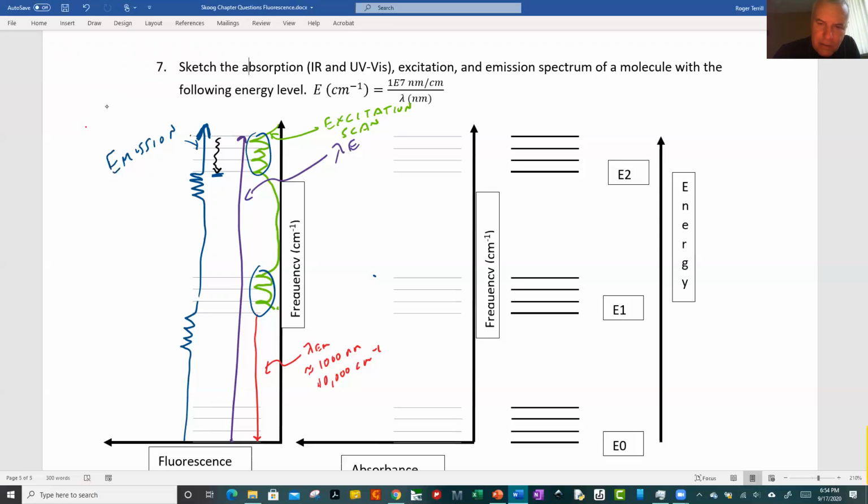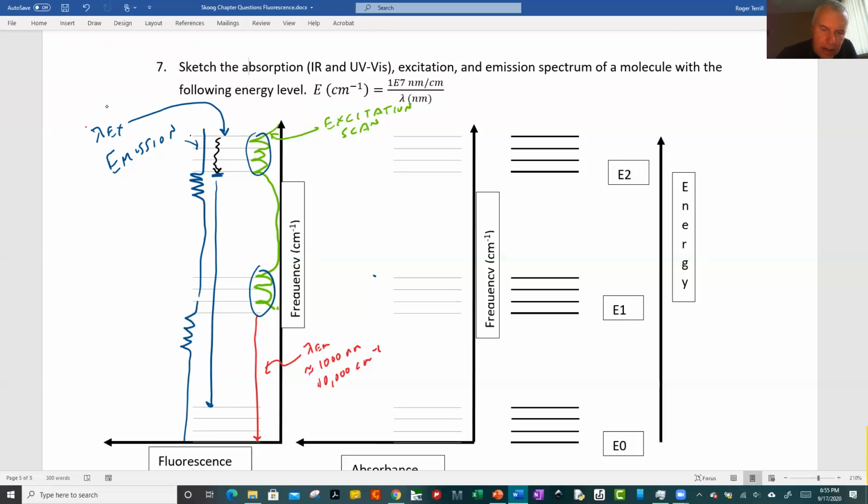Here, let me actually erase this lambda EX here. So lambda EX, the excitation wavelength for the emission scan, leaves us in this state right there. Does that make sense, Carla? Leaves us in the top state, right? And the next thing that happens physically is that the molecule sheds vibrational energy, right? And then, let's say that it comes down from here and lands there.